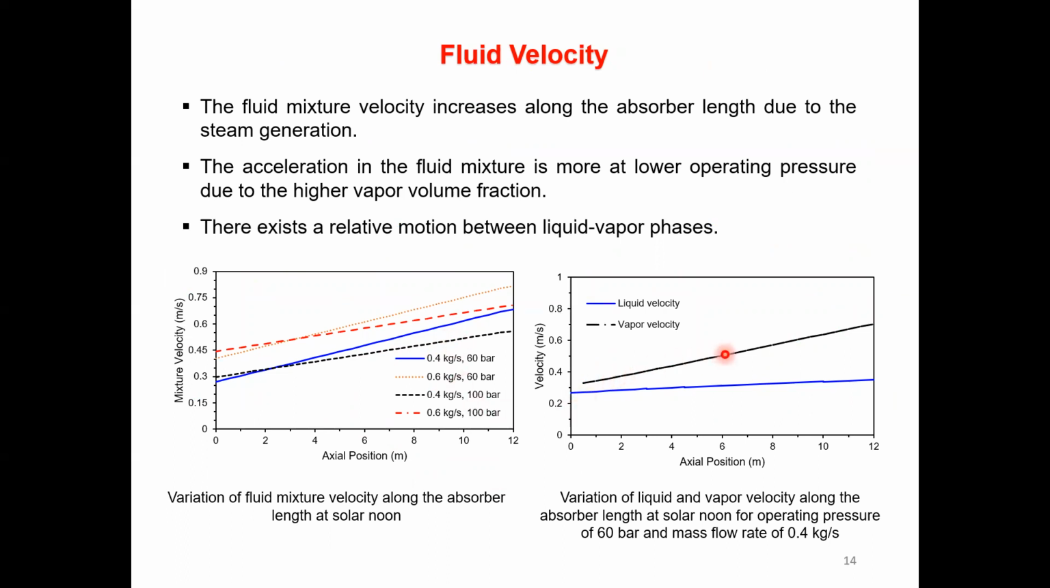This is the velocity for vapor phase, and this curve shows the velocity for liquid phase. It has been observed that relative velocity exists between liquid and vapor phase. Vapor phase moves with higher velocity as compared to the liquid phase. The velocity difference between the liquid and vapor phase increases in the flow direction due to increase in the vapor volume fraction.